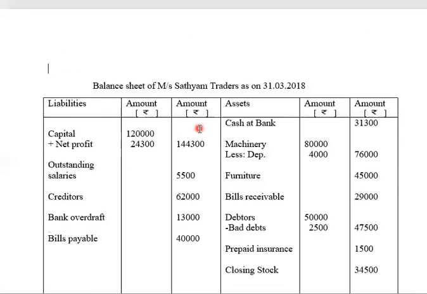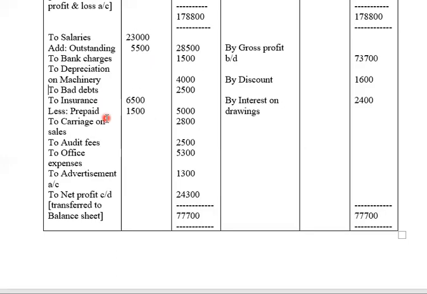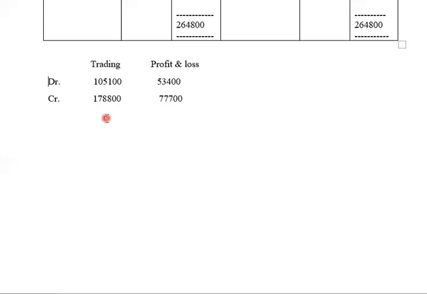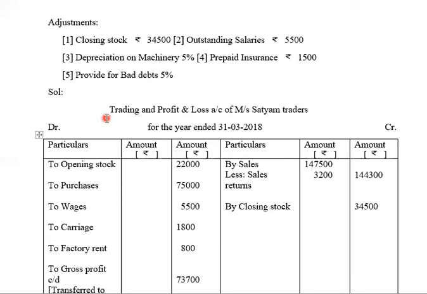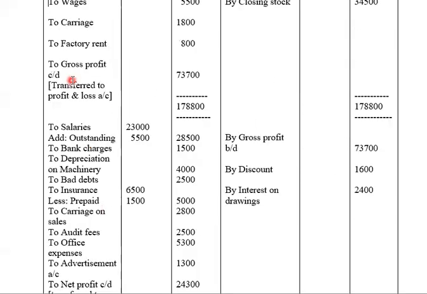Let us see the calculation. 800 minus 100, 700. 8 minus 5, 3. 7 minus 0, 7. So 73,700. 1 minus 1, 0. So 73,700 will be recorded as gross profit. Here we'll be writing it as to gross profit carried down 73,700, and in brackets we'll write transfer to profit and loss account. The same will be transferred to the profit and loss account on the opposite side as by gross profit brought down 73,700.